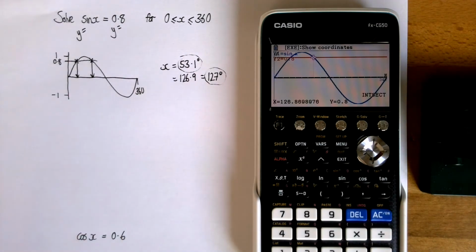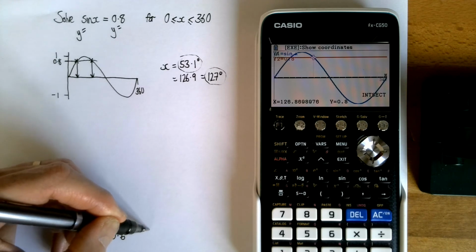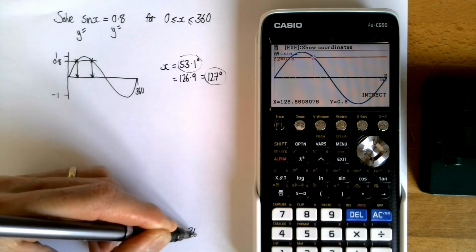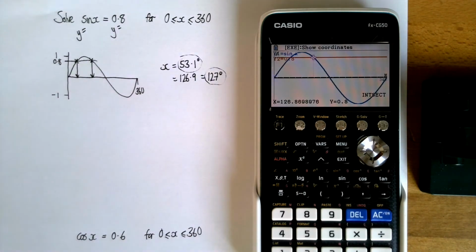So see if you can do the same thing to solve cos x this time equals 0.6, and again we'll go between 0 and 360 degrees. Pause and have a go.